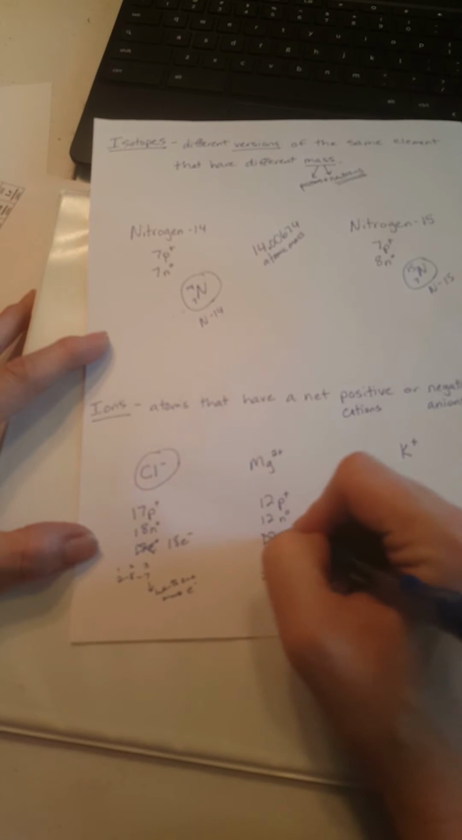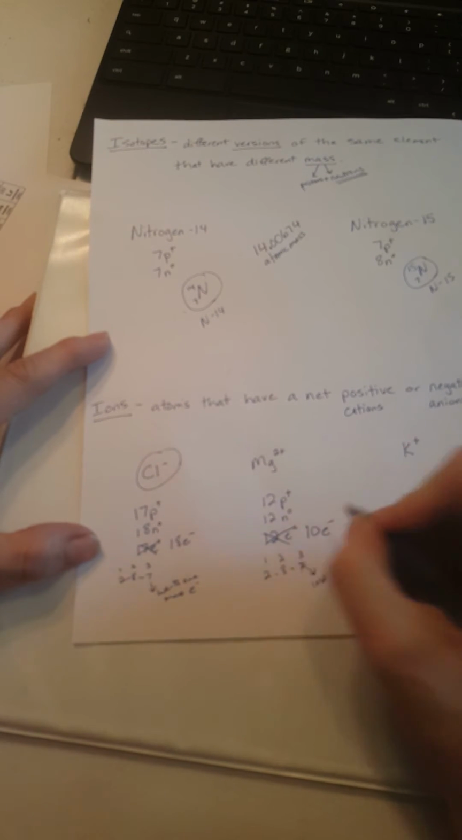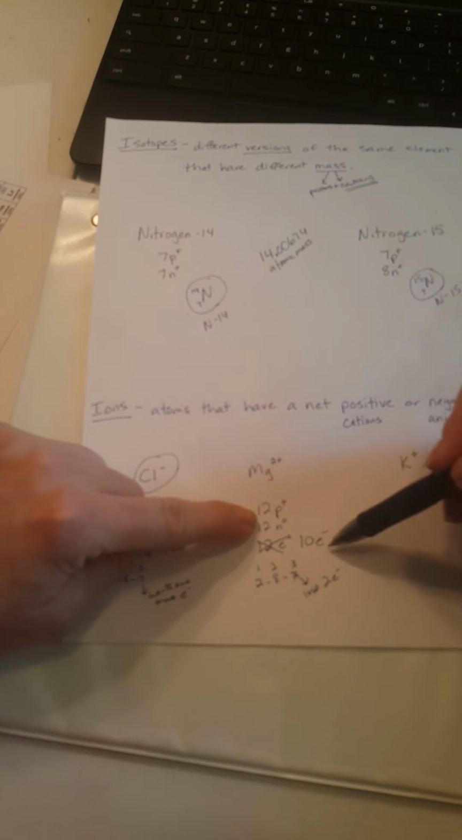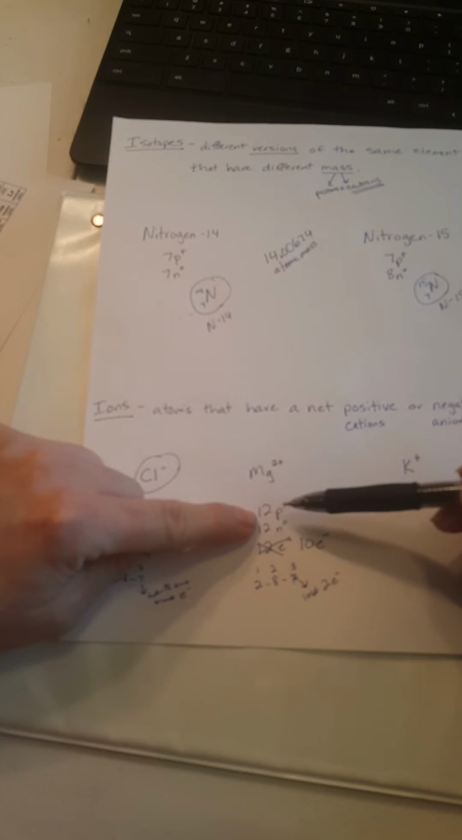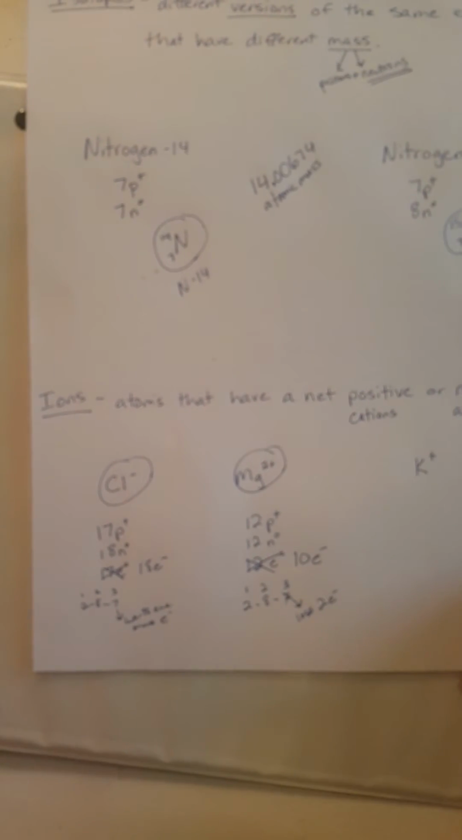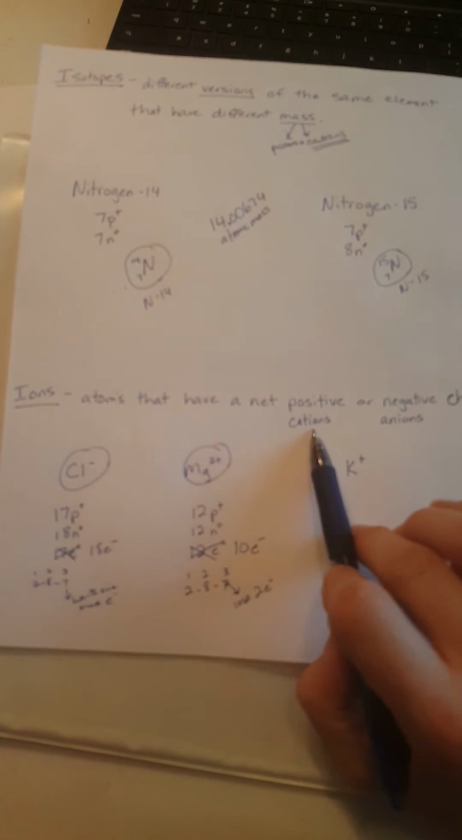So now we only have 10 electrons. We have a full octet on our outer shell now. And then you can look at your protons and electrons and see, oh, I have 2 more protons than electrons, which is how I get this 2 positive or +2 charge. So that's not neutral, it's positively charged. That would be a cation.